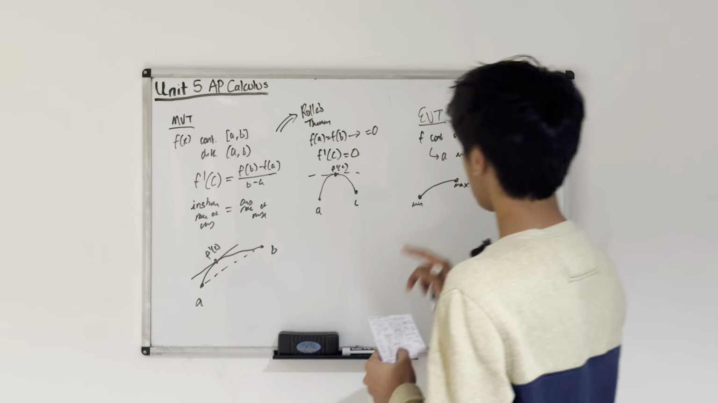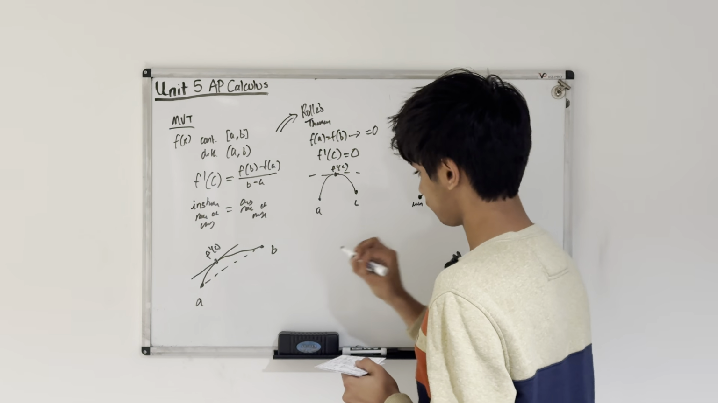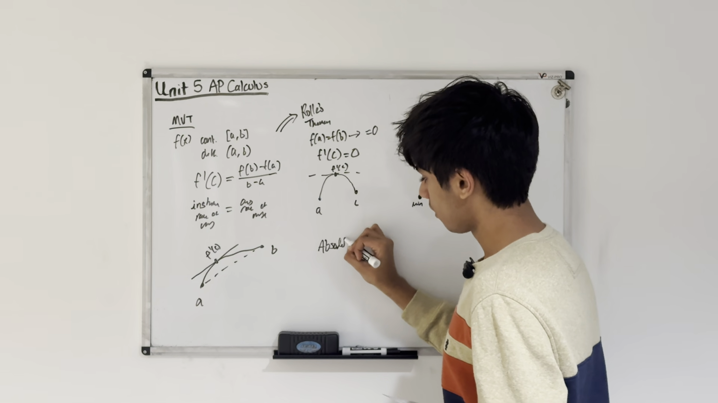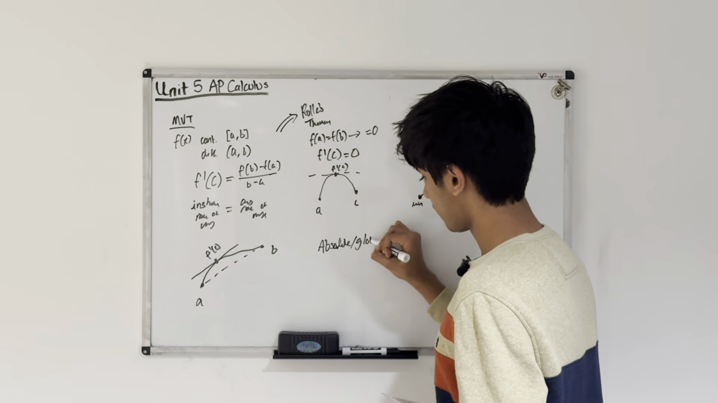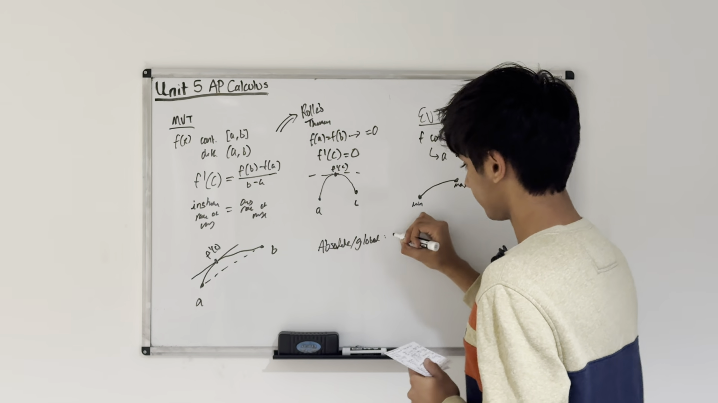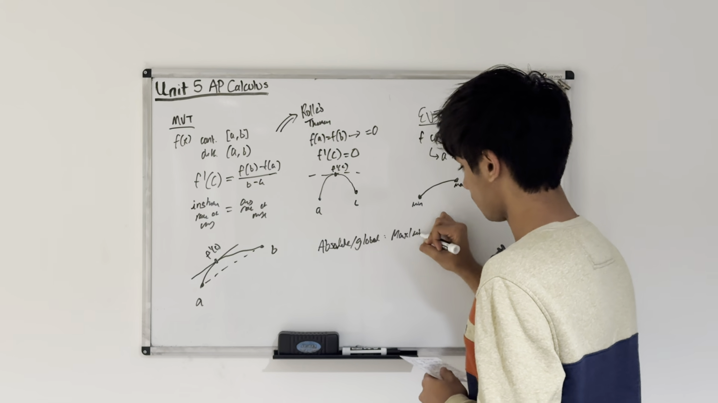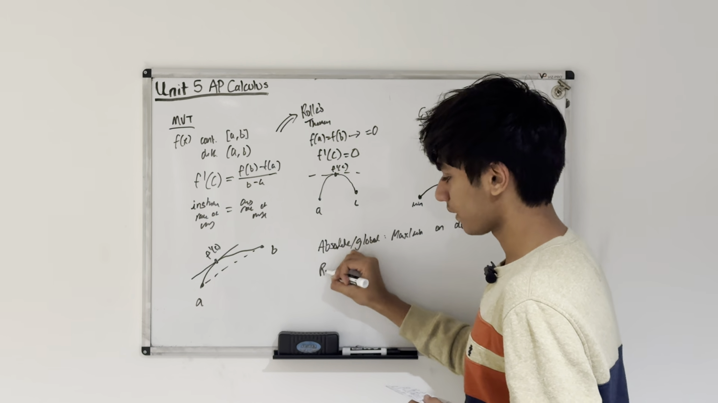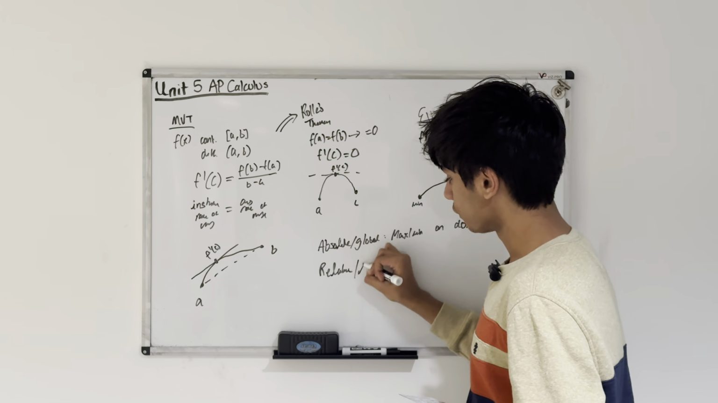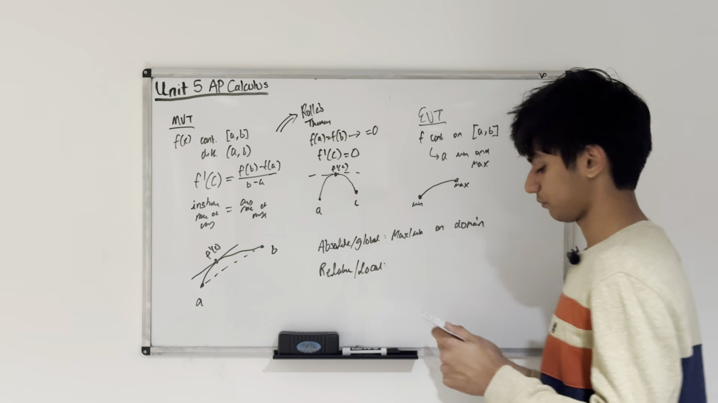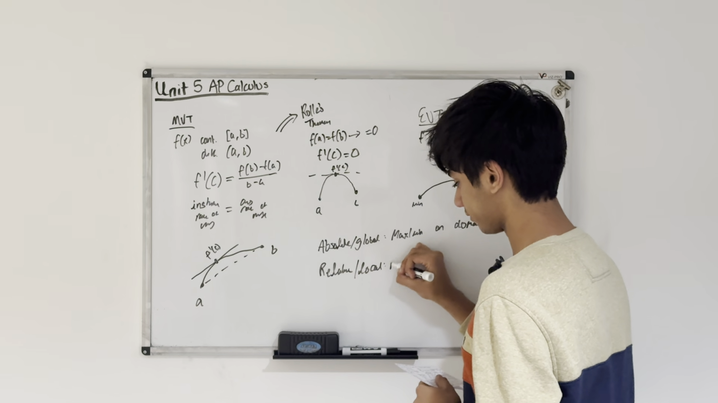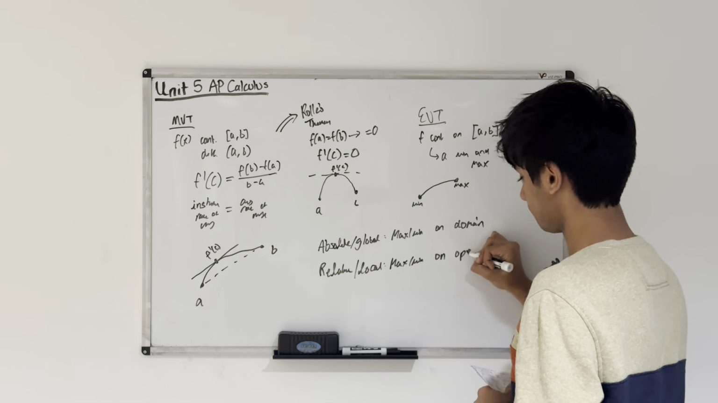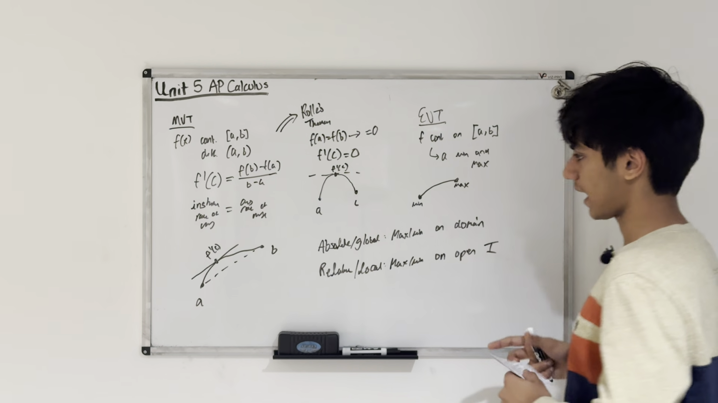Okay, so the idea of min and max is actually really important, and there's two types of minimums and maximums. There's absolute minimums and maximums, also known as global, and these are the maxes/minimums on the entire domain of a function. And then there's relative or local maxes/minimums, which are the max/min on an open interval. So not the entire domain, but on an open interval I.